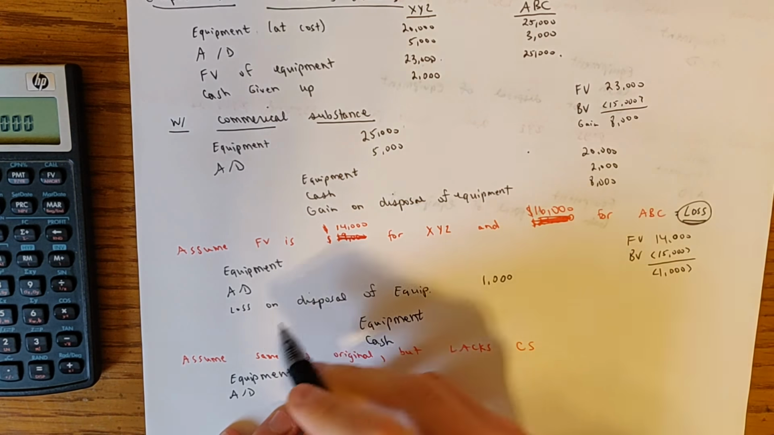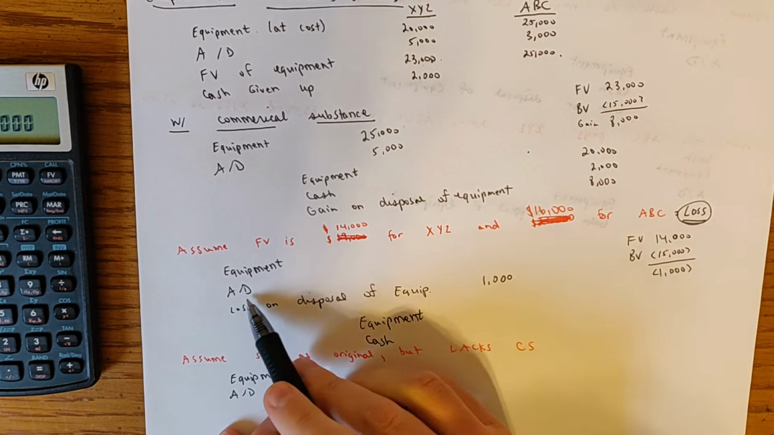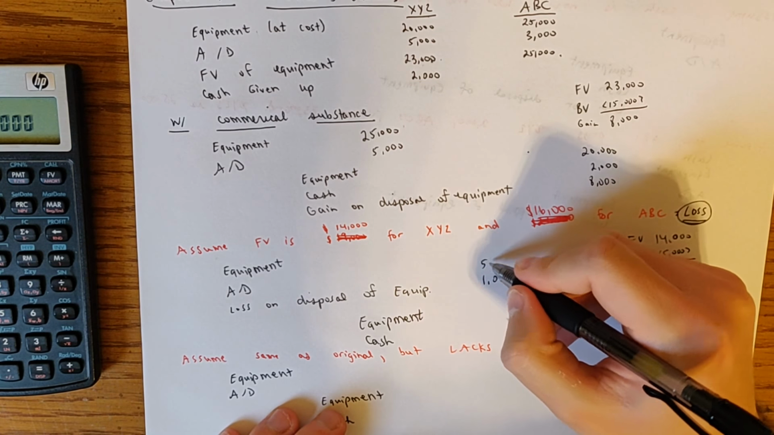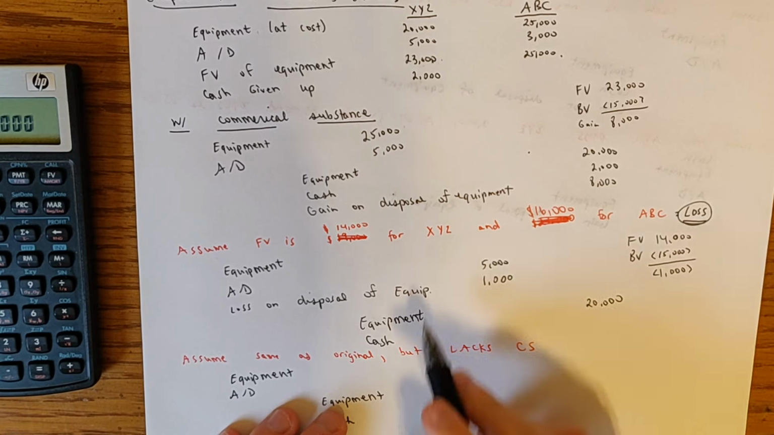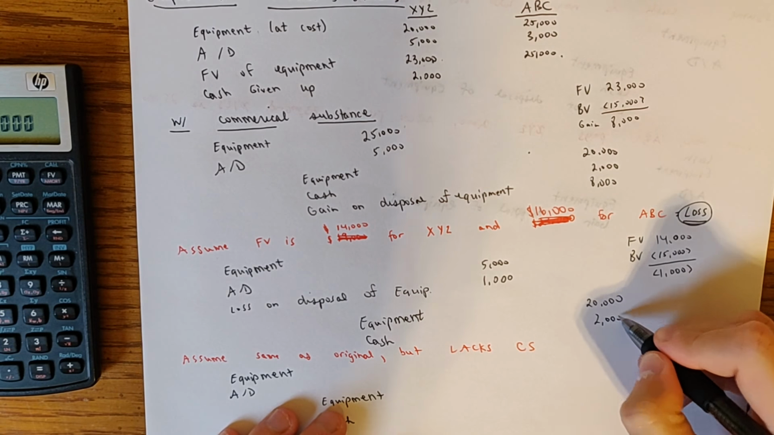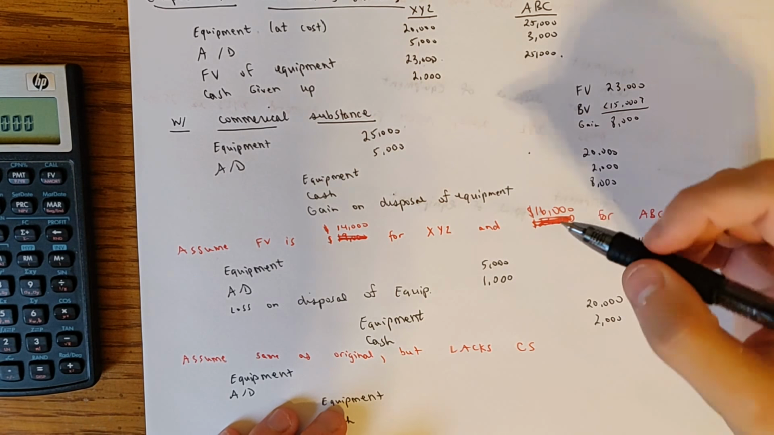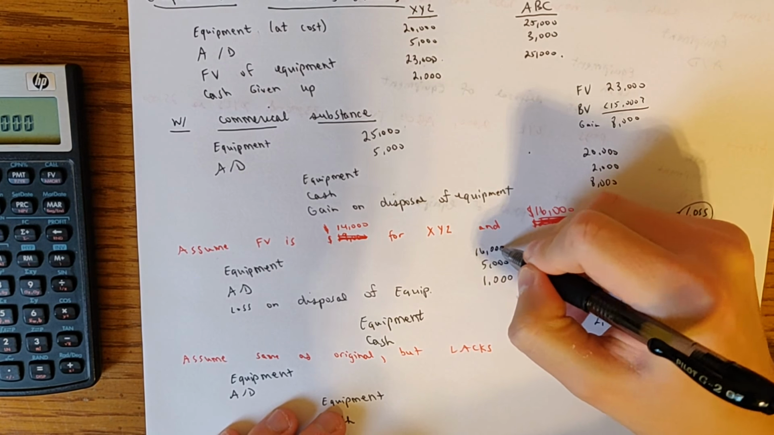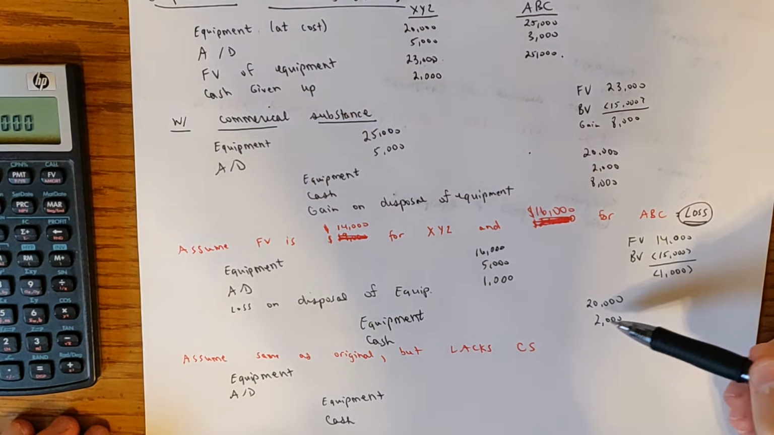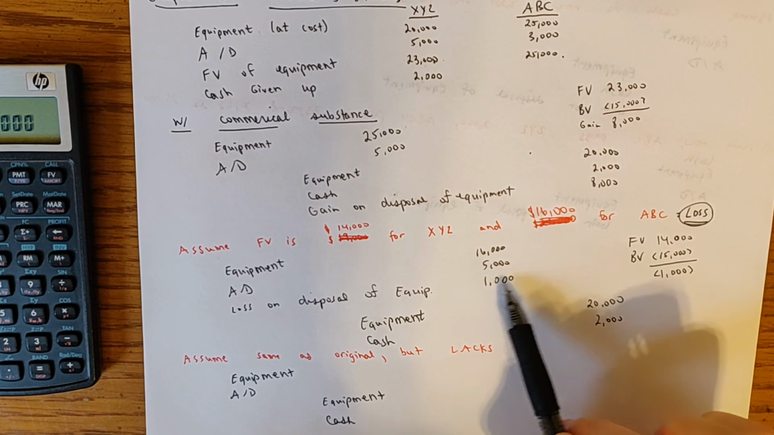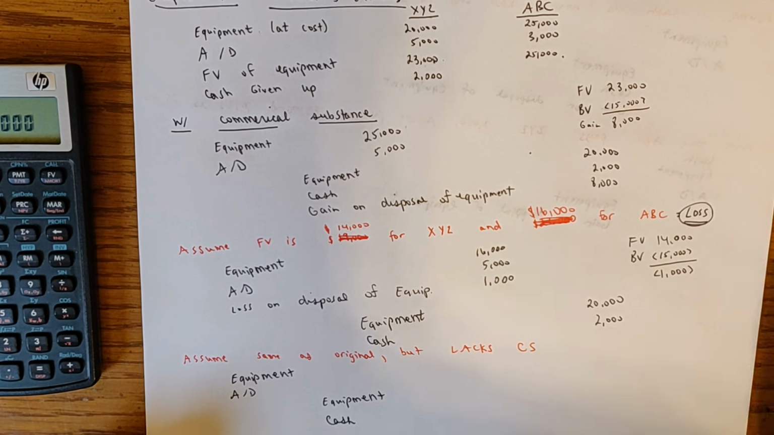We would say loss on disposal of equipment is 1,000. Accumulated depreciation is exactly the same thing. Equipment is also the same, 20,000. Cash went out at 2,000, that's the same. And then we just plug our equipment account. If we do the math, 20 plus 2 minus 5 minus 1 equals 16,000.